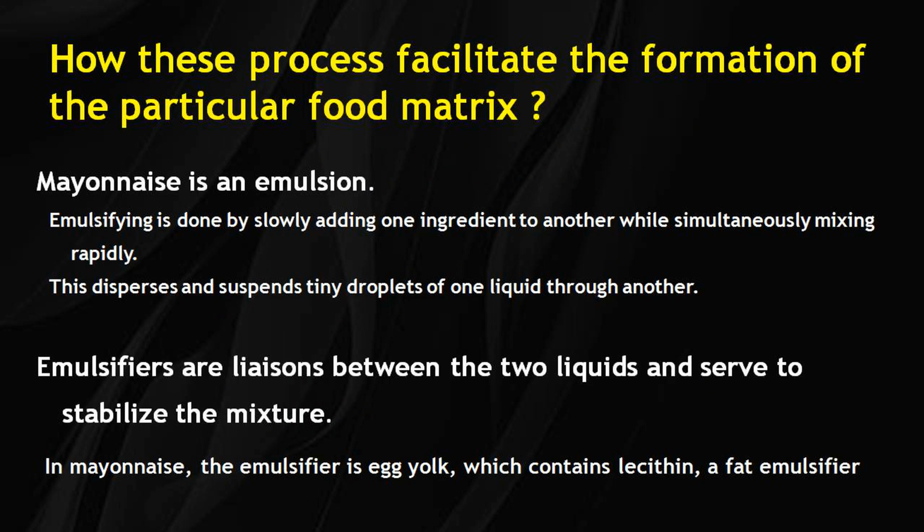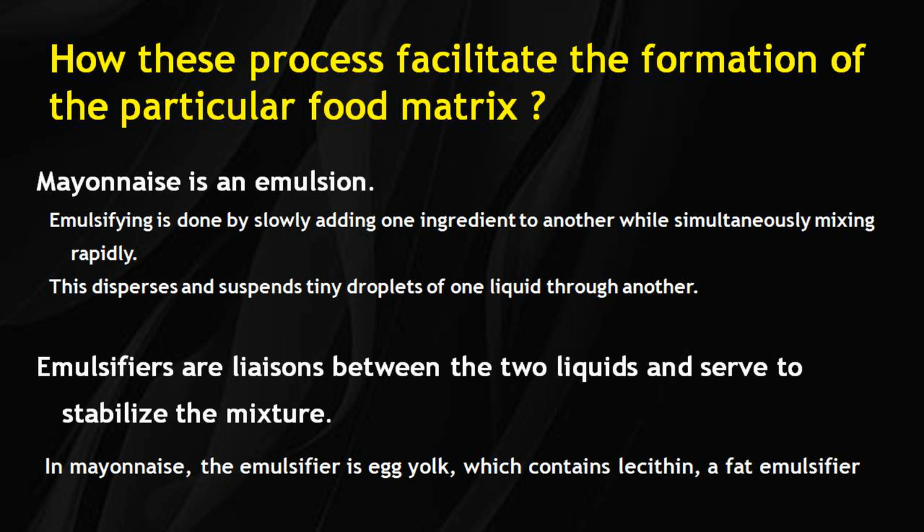As I mentioned previously, mayonnaise is an emulsion. Emulsifying is done by slowly adding one ingredient to another while simultaneously mixing rapidly. This disperses and suspends tiny droplets of the liquid through another. Emulsifiers sit between the two liquids and serve to stabilize the mixture.